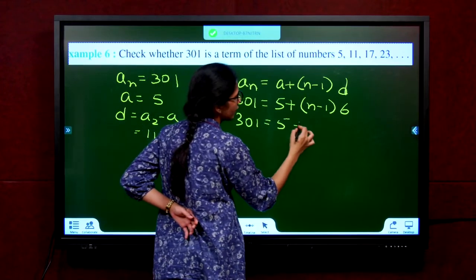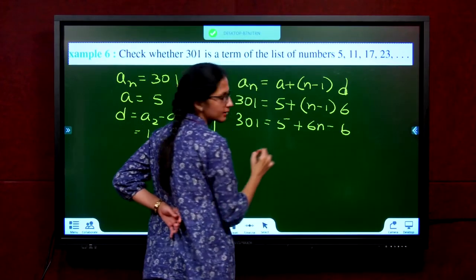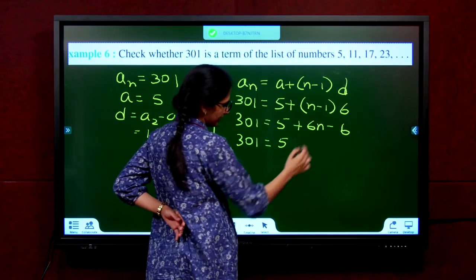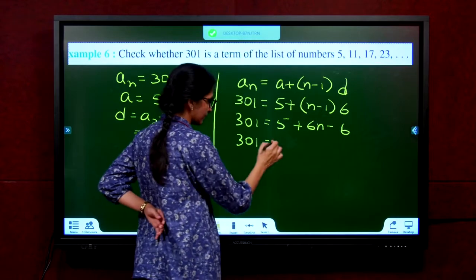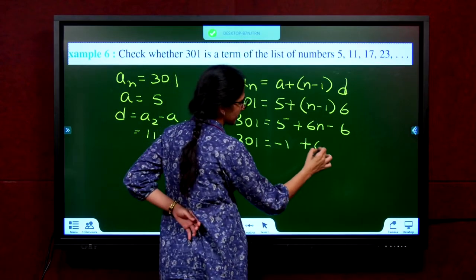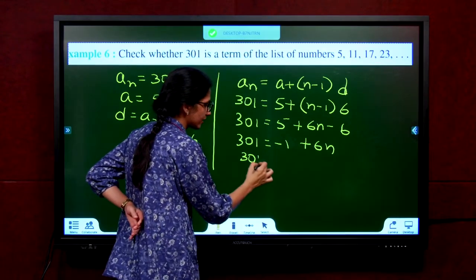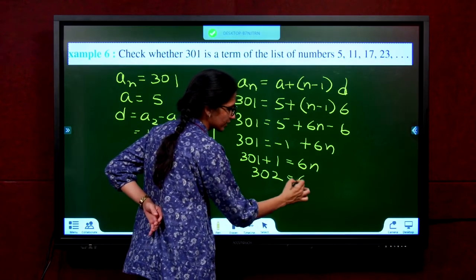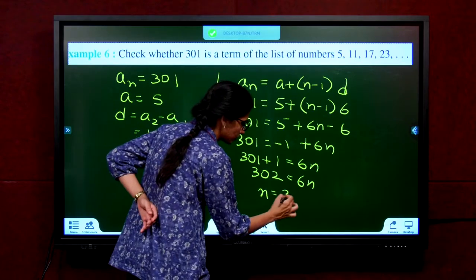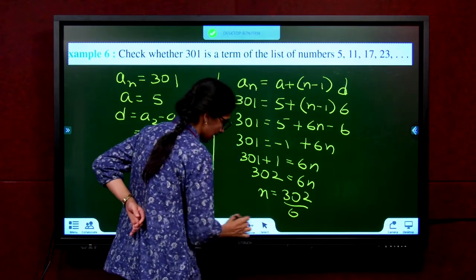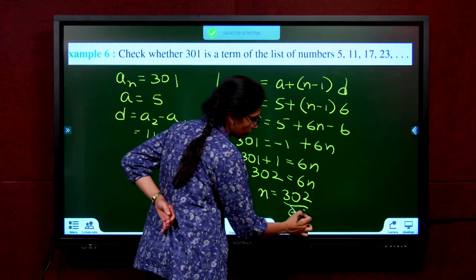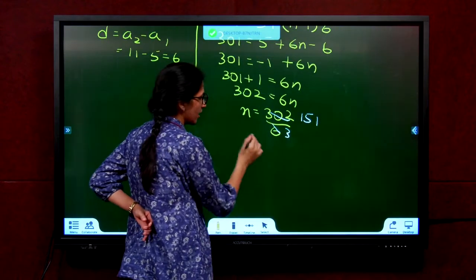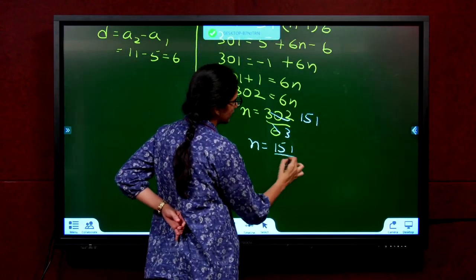301 is equal to 5 plus 6n minus 6. 301 is equal to 5 minus 6, which is how much? Minus 1 plus 6n. Minus 1 comes this side. 301 plus 1 is equal to 6n. 302 is equal to 6n. N is equal to 302 by 6. 2 3s are 6, 2. 151s are. N is equal to 151 by 3.